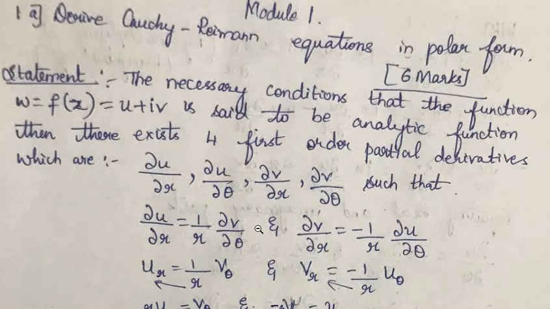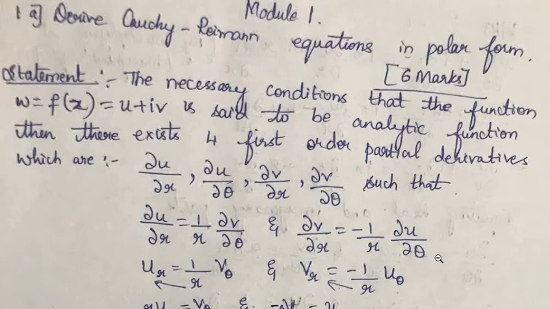Statement: the necessary condition for the function w equal to f of z equal to u plus iv to be an analytic function is that there exist 4 first order partial derivatives, which are dou u by dou r, dou u by dou theta, dou v by dou r, dou v by dou theta, such that dou u by dou r is equal to 1 by r dou v by dou theta and dou v by dou r is equal to minus 1 by r dou u by dou theta.